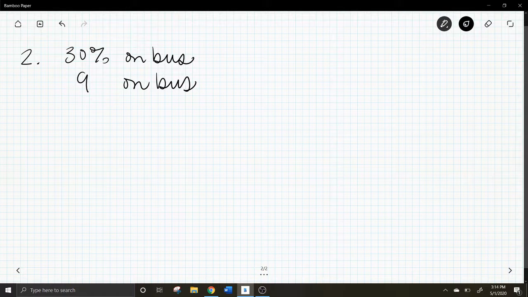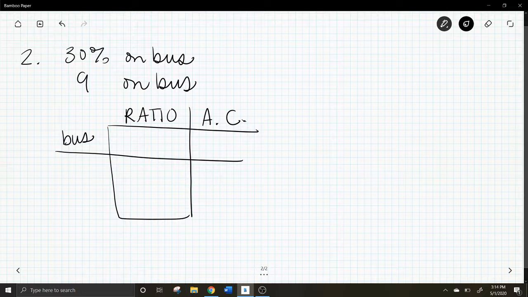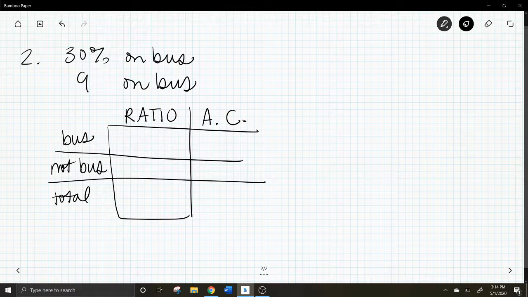So what we need to do here is make a ratio box. So remember, that involves the ratio. Ooh, that's not how you spell that. It also involves the actual count. I'll just write AC. And then we have our different categories here. So we have the kids who rode the bus, the kids who did not ride the bus, and the total. This is a really rough ratio box, but just imagine with me that it's nice.